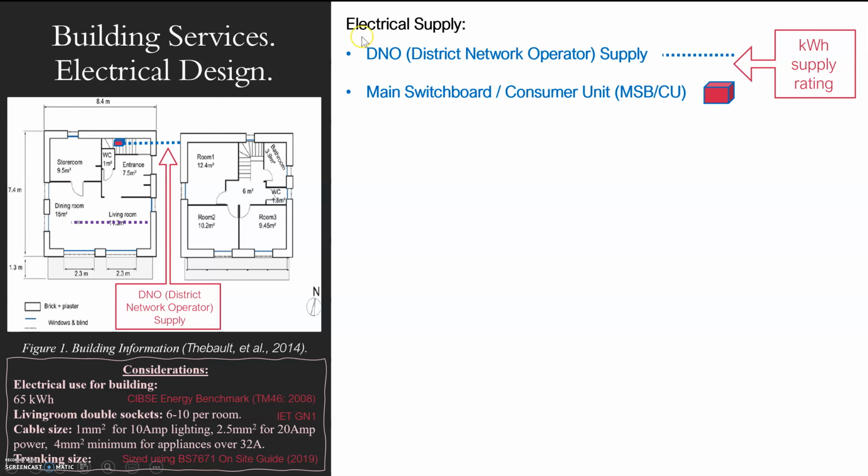It normally comes into a main switchboard. If you have got a generator outside, okay, that would be your main supply. However, this is the normal UK facility that we have for domestic buildings.